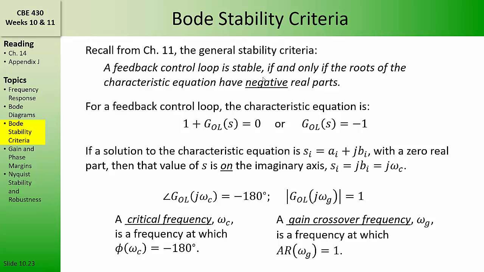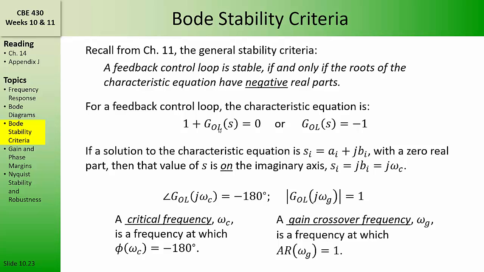Recall from Chapter 11 that we established a general stability criterion for feedback control loops, stating that a feedback control loop is stable if and only if the roots of the characteristic equation have negative real parts. The characteristic equation for a feedback control loop can be obtained from the denominator of either the servo or the regulator transfer function by taking that denominator and setting it equal to 0.